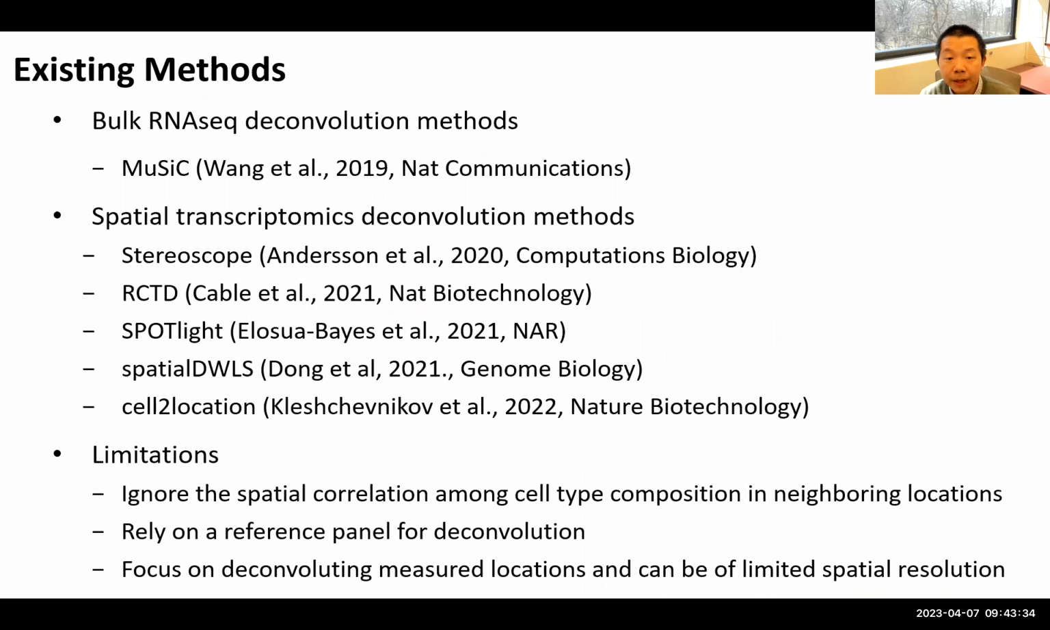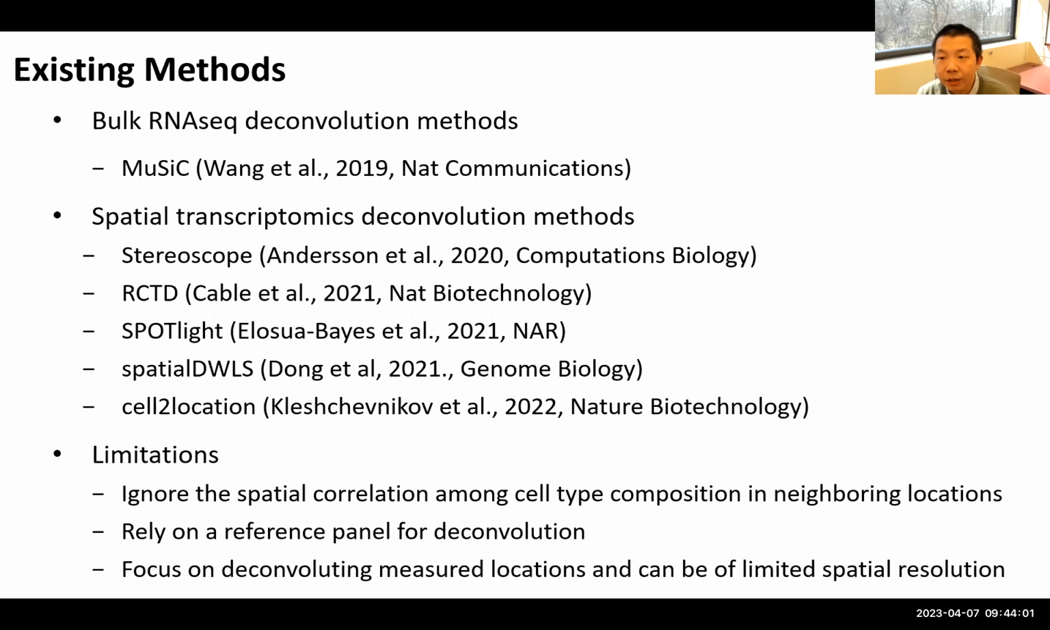During the development of our method, the field is moving really fast. You can see that in the process, five different methods have already been developed during the revision of our paper. However, those existing methods all have important limitations. Mainly, the first one is that they all ignore the spatial correlation among cell type composition in neighboring locations.